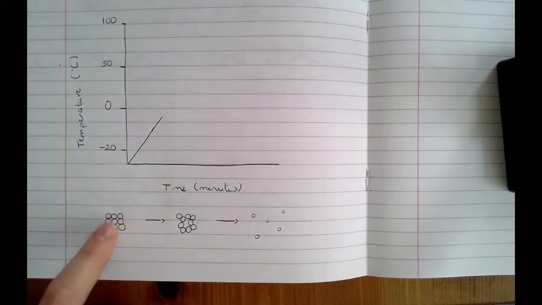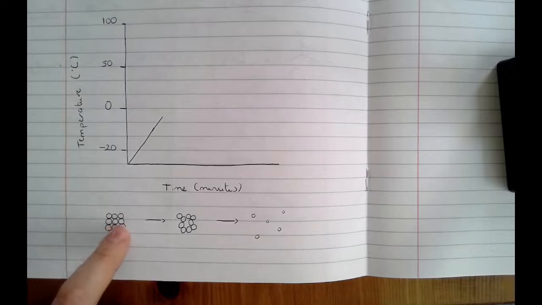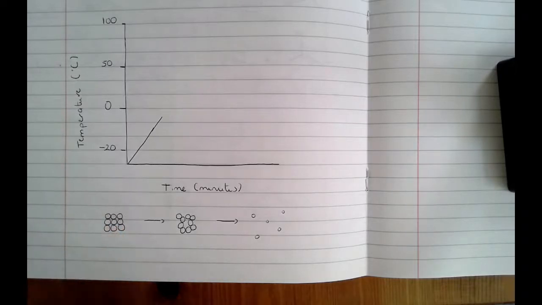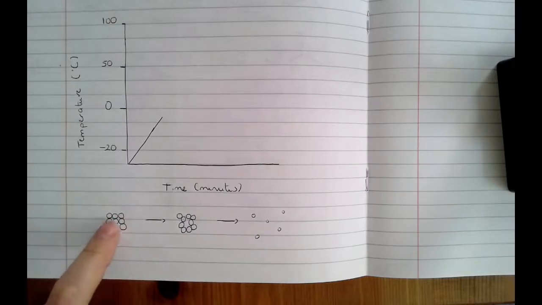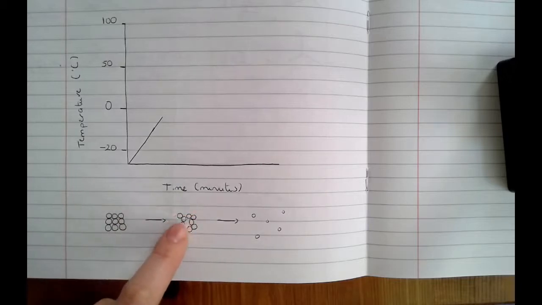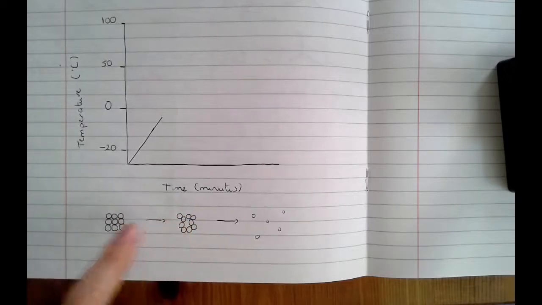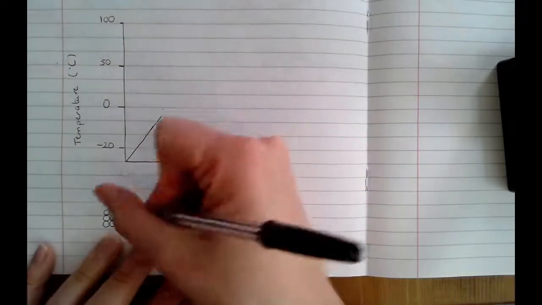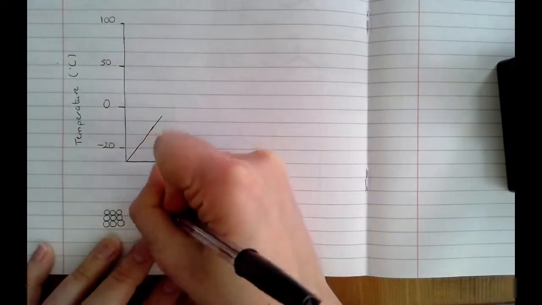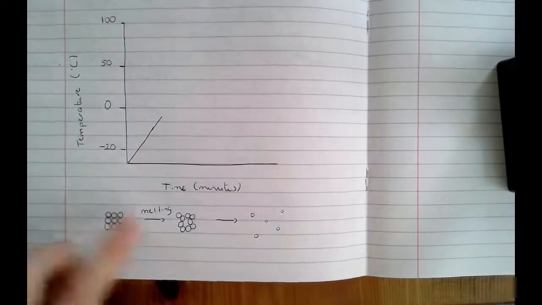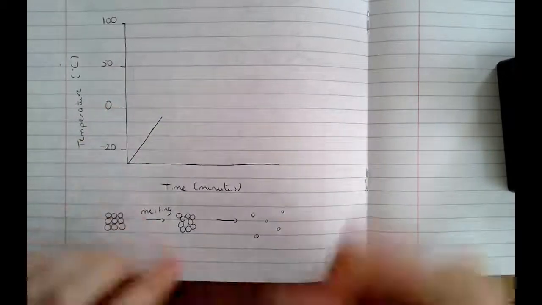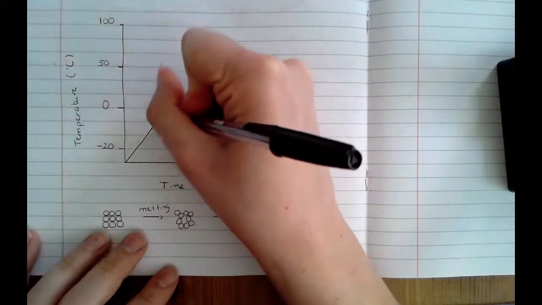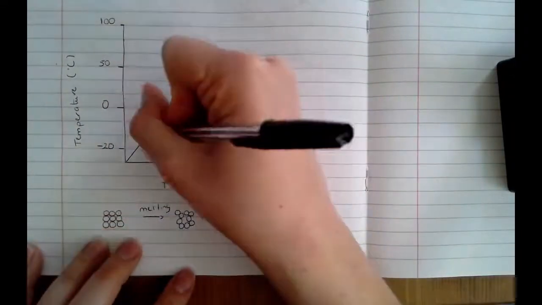As a solid, the particles can only vibrate, but as those particles gain energy, they'll vibrate more and more, and eventually the particles in the solid will have enough energy to break apart, and that's when they're going to form a liquid. We call this process, when a solid turns into a liquid, melting. And for water, that's going to happen at 0 degrees Celsius. So when I get to 0 degrees Celsius, I'm going to go from a solid to a liquid.